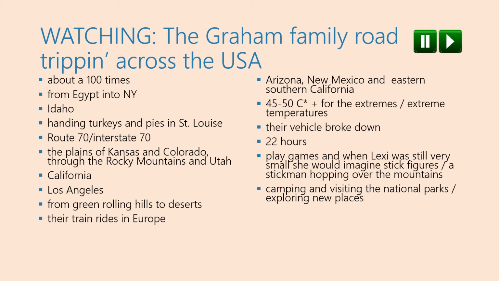The family used to live in California since Cliff comes from Los Angeles. When traveling from Oklahoma to California, the scenery changes from green rolling hills to desert. This reminds the girls of their train rides in Europe. Some of the driest places in the United States are Arizona, New Mexico, and eastern southern California. The temperatures can get up to 45 or 50 degrees when you get to New Mexico. Their vehicle once broke down in a desert.